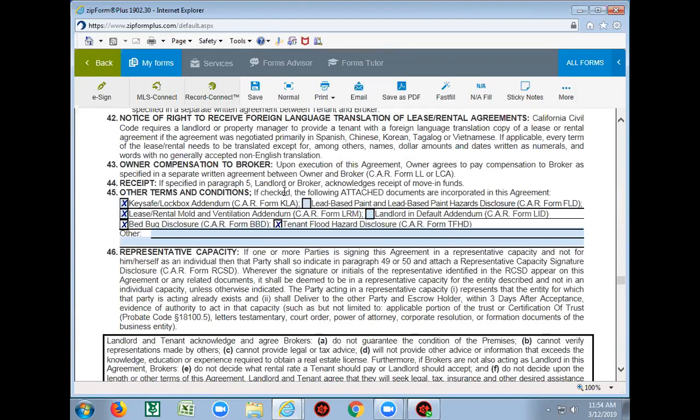Notice of the right to receive a foreign language translation of a lease and rental agreement. California Civil Code requires a landlord and property manager to provide a tenant with a foreign language translation copy of a lease or rental agreement if the agreement was negotiated primarily in Spanish, Chinese, Korean, Tagalog, or Vietnamese. If applicable, every term and word of the lease and rental needs to be translated except, among others, names, dollar amounts, and dates written as numerals and words.